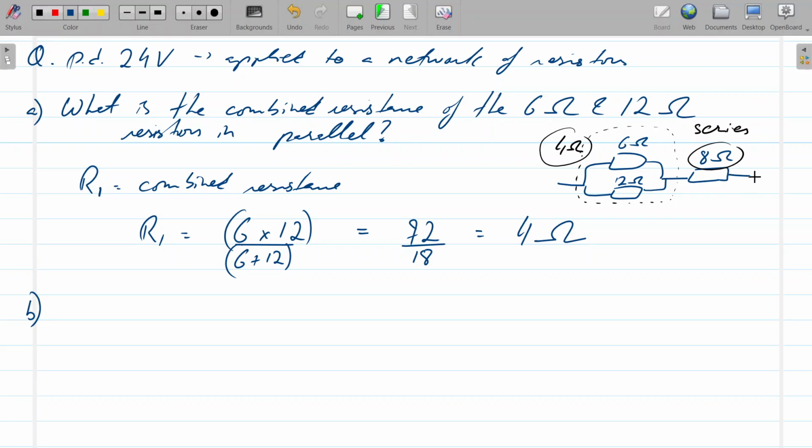You can have a circuit like that because you're considering this whole thing as one. The combined resistance is 4 ohms, and then right next to it you've got an 8 ohm resistor. So in terms of circuit placement, even though individually it's parallel, this whole thing combined and the 8 ohm resistor are in series. The next part is asking what's the current in the 8 ohm resistor.